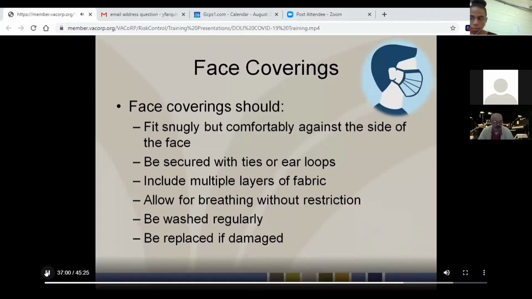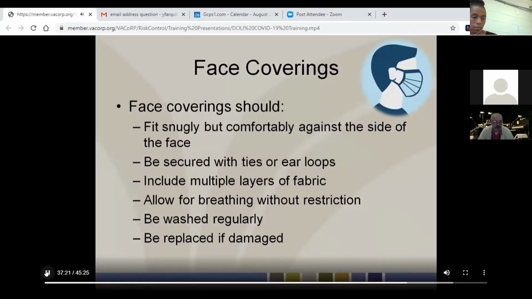It's just acting as a barrier between you and the elements. That's going to be a face covering. So with face coverings, it's got to fit snugly but comfortably against the side of the face. Pretty straightforward there, right? If it's not fitting snug, it's not really creating a great barrier for us. But if it's not comfortable, you're probably not going to wear it for very long. So make sure that it's snug but comfortable.